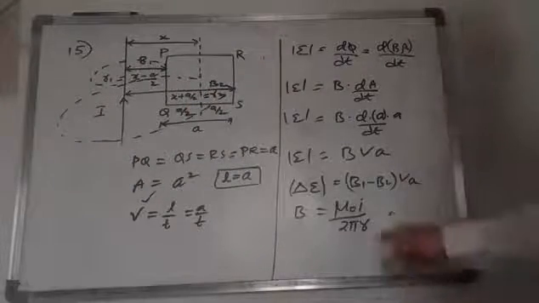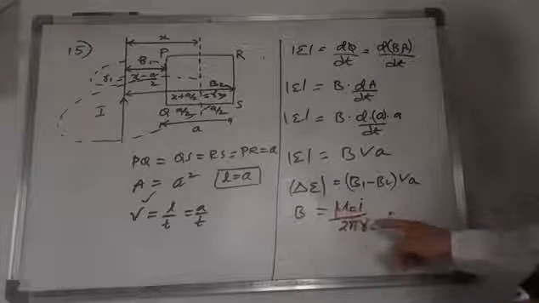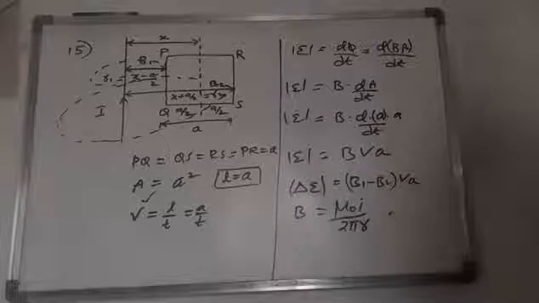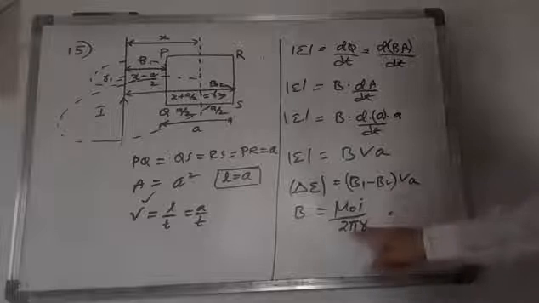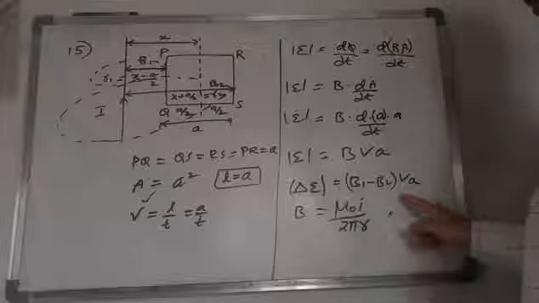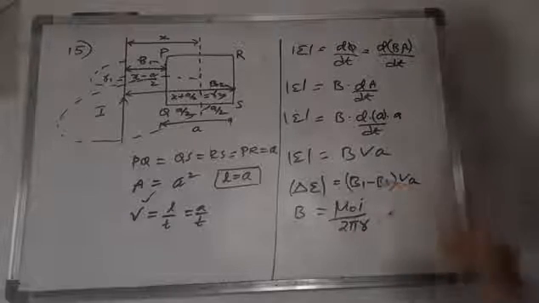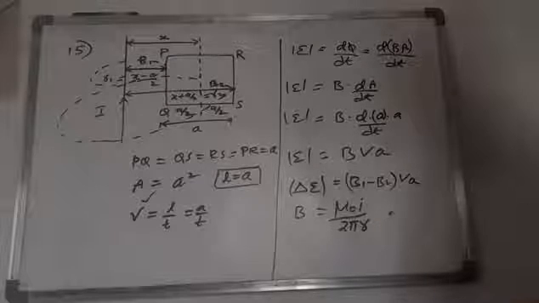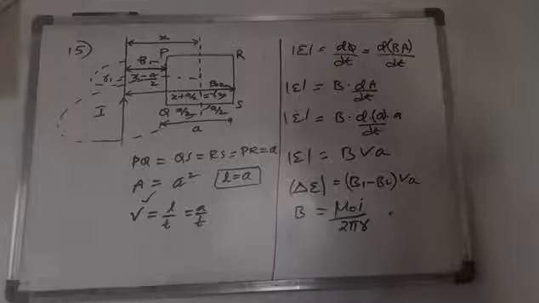Okay, so now we are going to subtract like this: mu naught I by 2 pi R1 minus mu naught I by 2 pi R2.